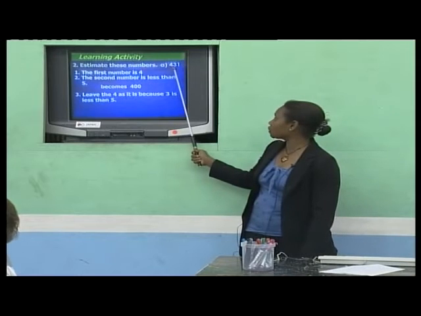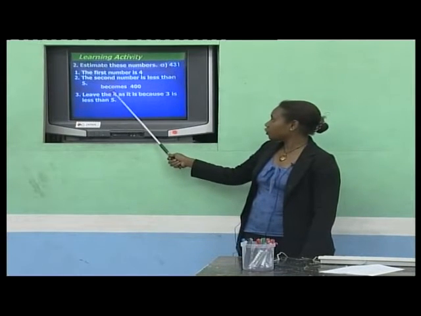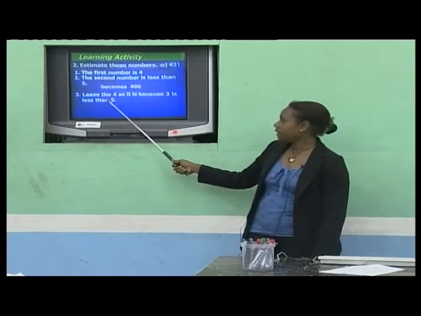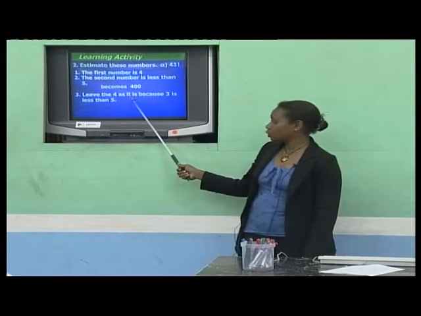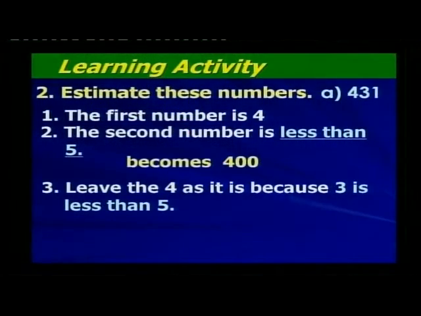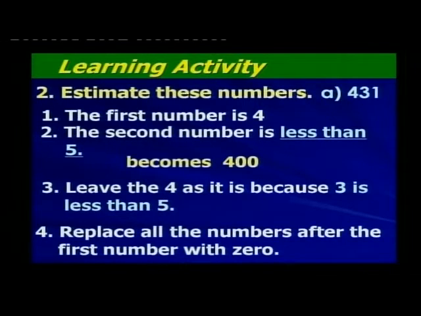So when you are estimating, always look at the second number. Then you write down your estimated figure and then you state your reason why it is left alone and not changed. In the case of if the number is more than 5, you round it up, and if the number is less than 5, you leave it as it is. And don't forget, when we are estimating, always write the 0, which will replace the other numbers that come after the first number.